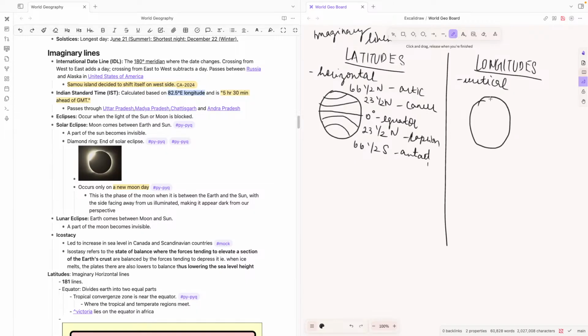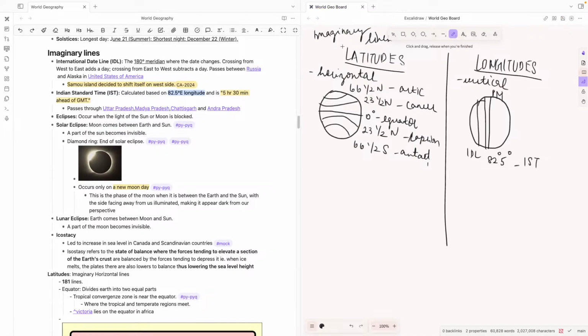Similarly, for longitudes, we have the 0 degree longitude, which is called the prime meridian, and we have 180 degrees, which is called the international date line, and then somewhere in between them we have 82.5 degrees, by which the Indian Standard Time is calculated. With this we'll see the other important details.